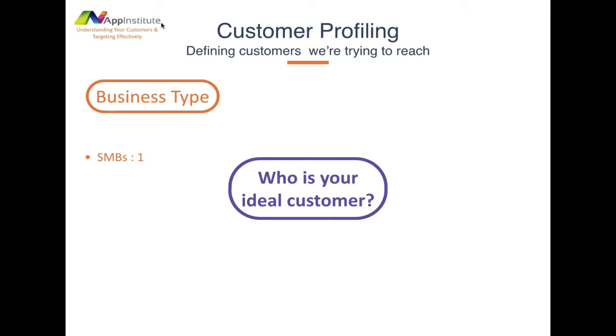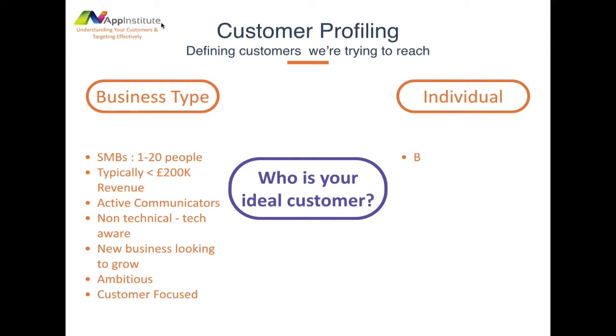When it comes to customers, we need to define who these customers are and how to reach them. One way to do this, the way I like to do it, is to just think about who your ideal customer is. So firstly, to start with the business type. At App Institute, we tend to target SMBs, usually companies that are between 1 and 20 people, have a revenue of less than 200,000.